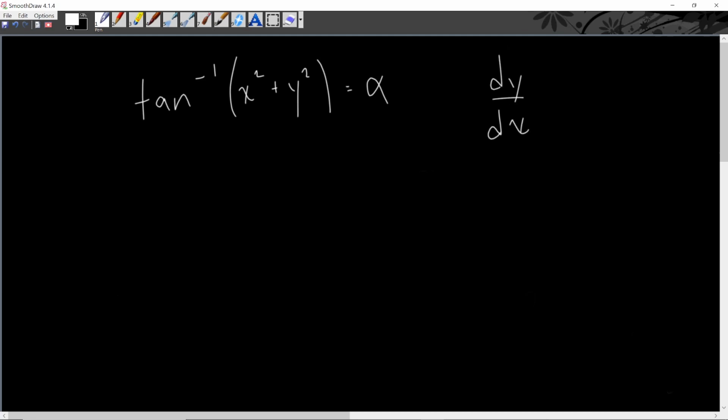Okay. Interesting looking. We have, well, honestly, this isn't too bad, I don't think. We have arctan of (x squared plus y squared) is equal to alpha. I think that's what it's called. And we are trying to find dy/dx.